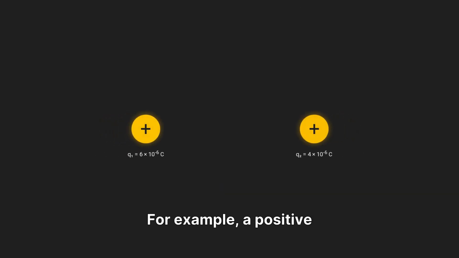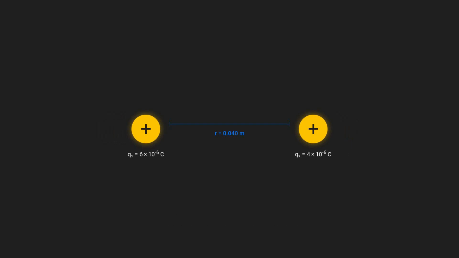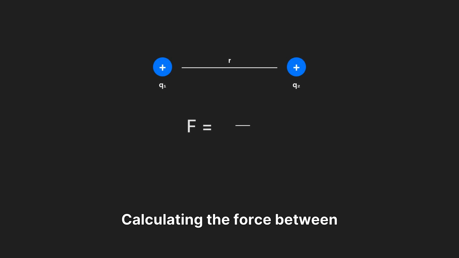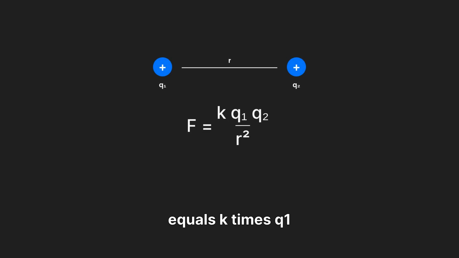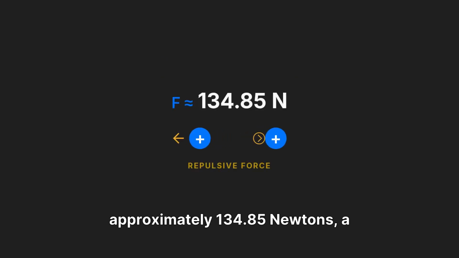For example, a positive charge of 6 times 10 to the power of negative 6 coulombs is 0.040 meters from a second positive charge of 4 times 10 to the power of negative 6 coulombs. Calculating the force between these charges using F equals k times q1 times q2 divided by r squared, the resulting force is approximately 134.85 newtons, a significant repulsive force.